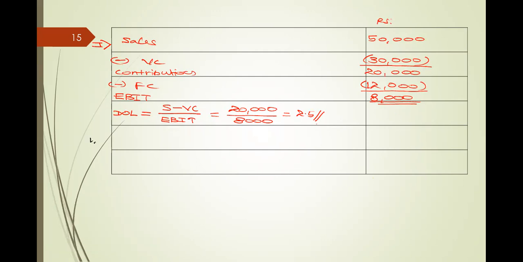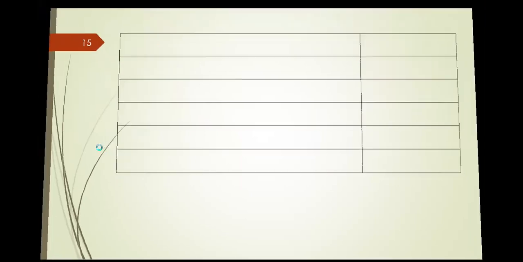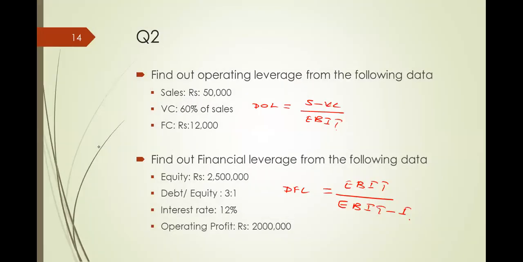Now the second part. We need to calculate the degree of financial leverage. Here EBIT has been given. You can see EBIT has been given. This is EBIT. Then we need to identify the interest. How to calculate the interest here?